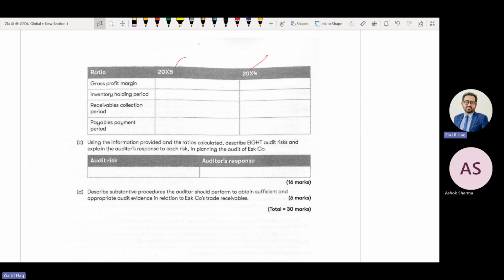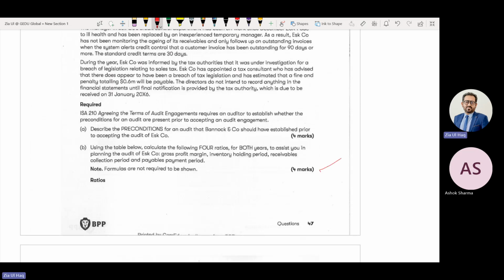Requirement C, using the information provided and the ratios calculated, describe 8 audit risks and explain the auditor's response to each risk in planning the audit of ESK company. Risk and response. And requirement C, you need to write down substantive procedures to verify trade receivables. That we have covered for receivables, payables, sales, purchases, inventory, non-current assets. These are easy marks, 6. These are 4 easy marks. If you know about preconditions, you just need to warm up 4 points, 14.